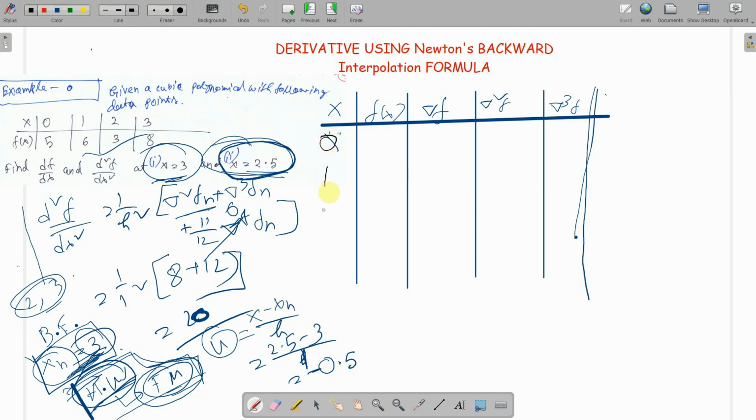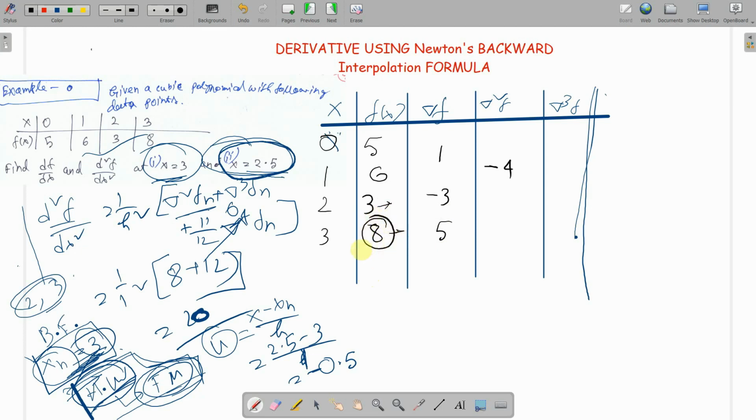0, 1, 2, 3, 5, 6, 3, 8, 1, minus 3, 5, minus 4. It will be minus. No, it will be 8 minus 3. It will be 8 minus 3. It will be plus 5. Did anyone do minus 5 here? Did anyone do minus 5 here? You have to subtract the earlier one from the later one.